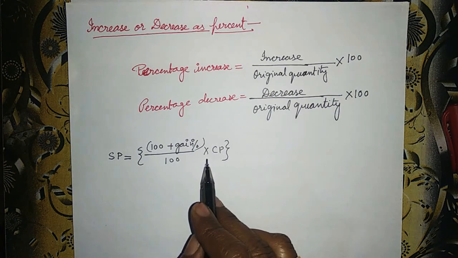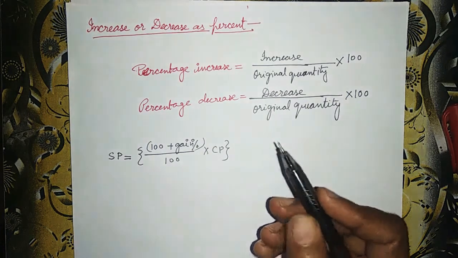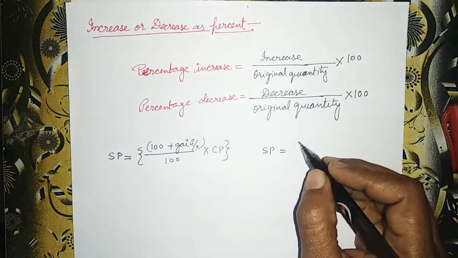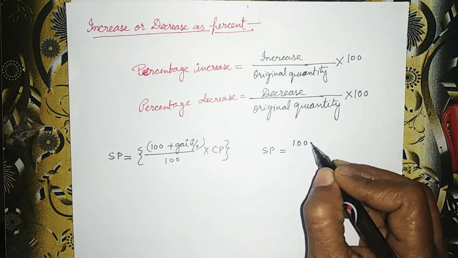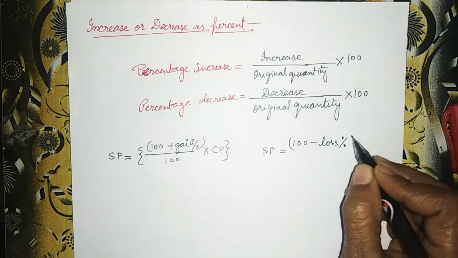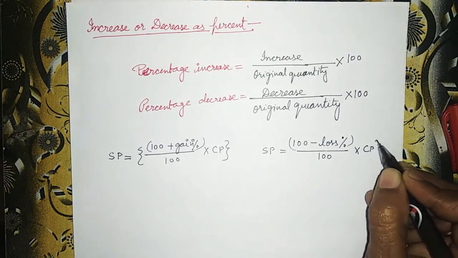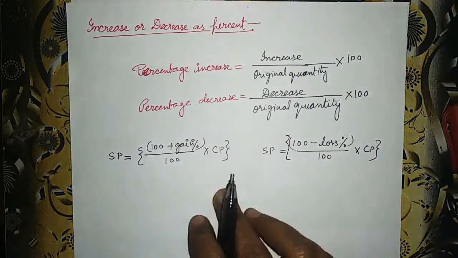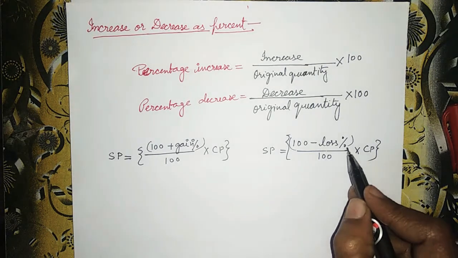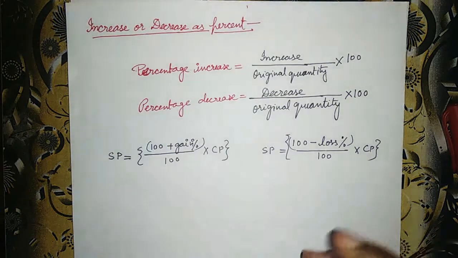And suppose that in place of gain percent, you know loss percent. Then the formula will be SP is equal to 100 minus loss percent upon 100 into CP. Listen once again, if you want to calculate SP and in the question you have got loss percent and CP, then you can use this formula to calculate SP.